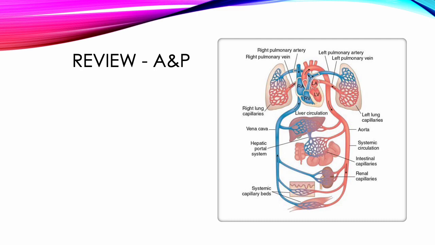So anything blue on this picture is a low pressure system. Anything red on this picture is a high pressure system. If we created a channel between the two of them, the high pressure would push more into the lower pressure. And we'll talk about that here in a moment.